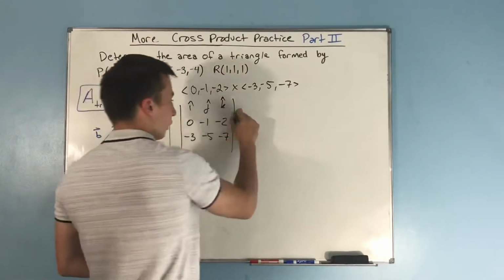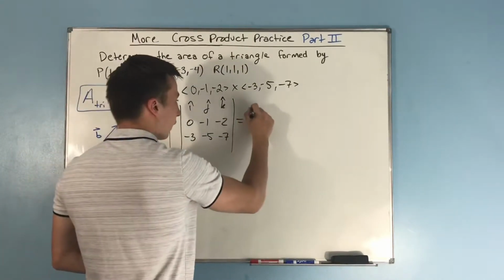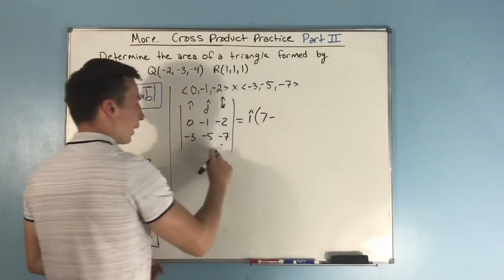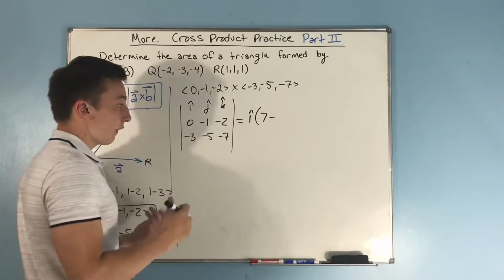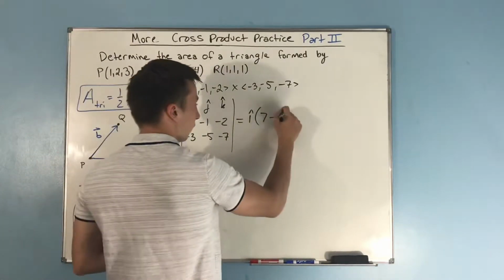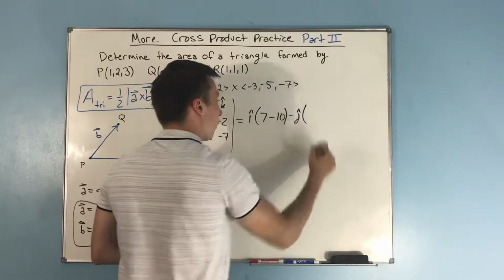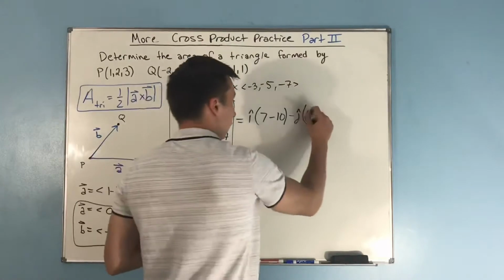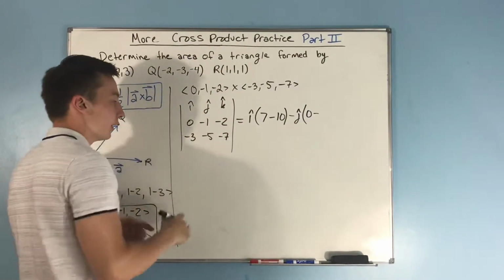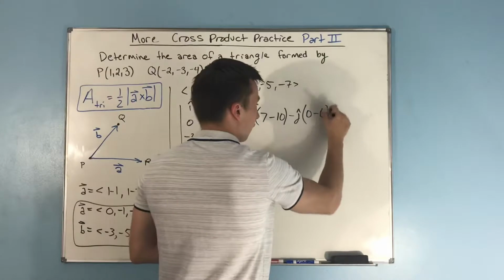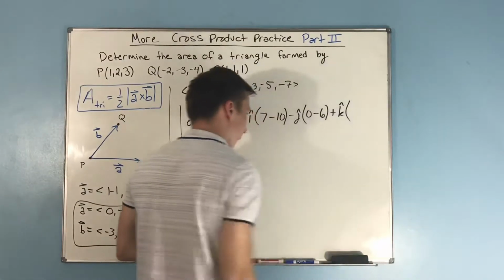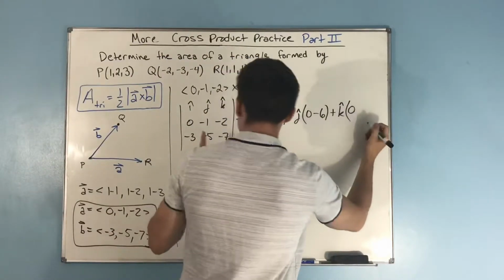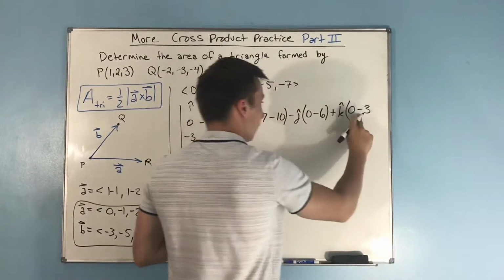So we have i hat times: negative 1 times negative 7 is 7, minus negative 5 times negative 2, that's going to be 10, so we're subtracting 10. Minus j hat times: 0 times negative 7, which is 0, minus negative 3 times negative 2, which is 6. Then we have plus k hat times: 0 times negative 5, that's 0, and then negative 1 times negative 3, that's going to be 3, so we have a minus 3.